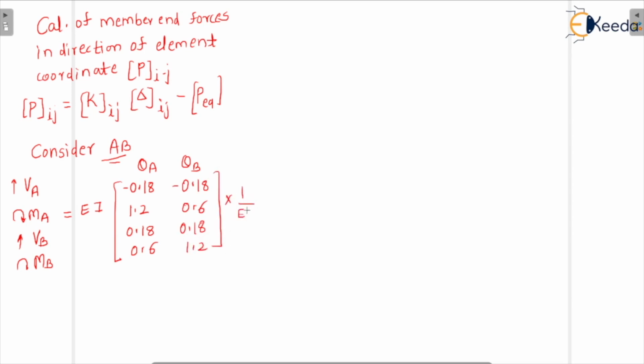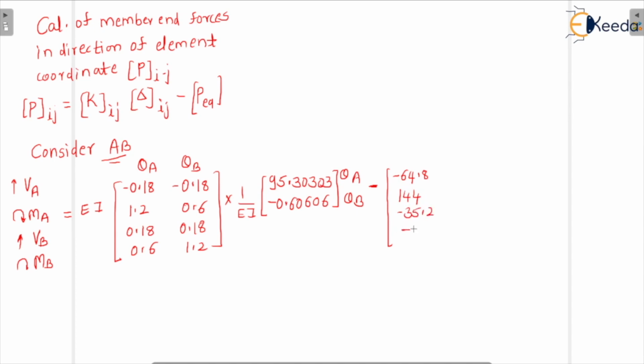into 1 by EI, 95.30303 minus 0.60606, theta A, theta B. Okay, so these are for theta A, theta B. Okay, so minus, what is the next? P equivalent, right? So that is minus 64.8, 144, minus 35.2, minus 92. So how will we get this column? We have to see only the equivalent joint load. Okay, so then we'll get this column.